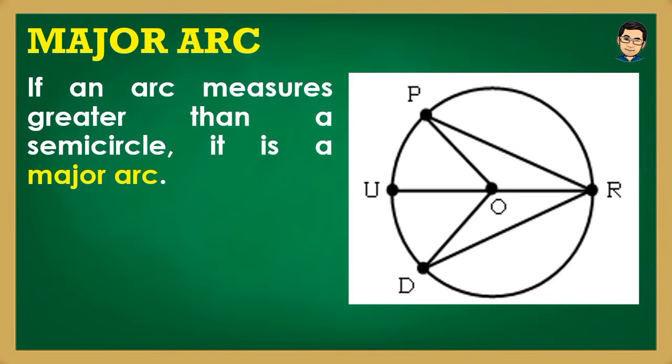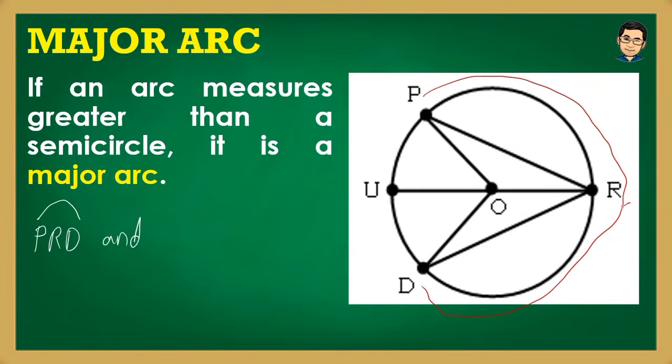So, ano nga ba ang major arc na pwede nating i-identify dito sa given circle? So, and that is arc PRD. Ayan. Pwede yan. Ano pa ba? Pwede rin naman yung UDP. Okay? So, yung una natin, lista lang natin, arc PRD, and what else? UDP, arc UDP, are major arcs.